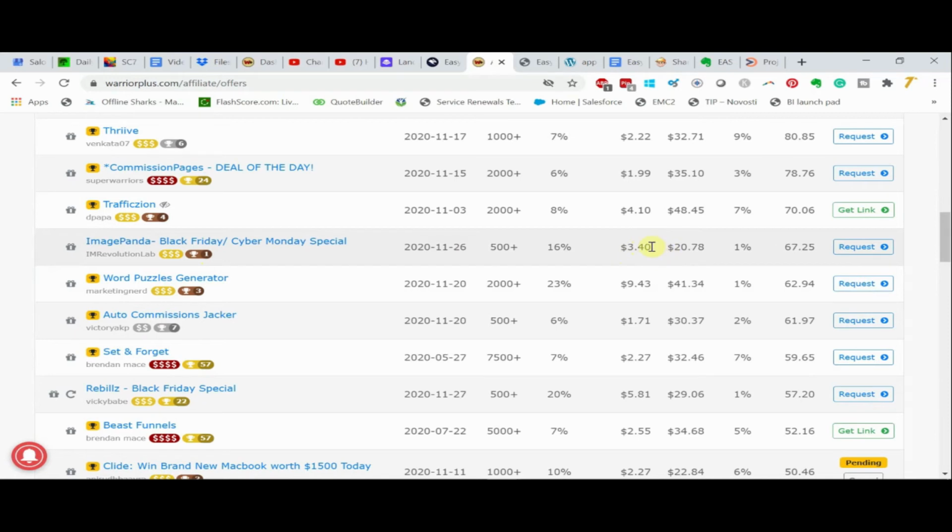And the last thing you want to look at is the refunds percentage. That means, expressed in a percentage, how many people that buy the product actually ask for a refund of money. And as we can see, for Image Panda, it's 1%. And here I wouldn't go above 7%. If a product has a refund rate of more than 7%, I wouldn't consider it.